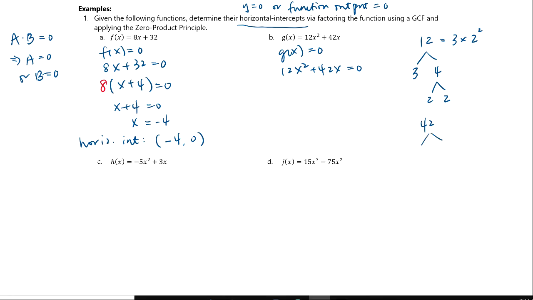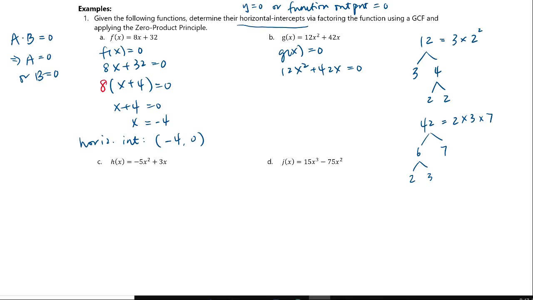And we can do the same process. We have 42 is equal to 6 times 7. 7 is already prime, and 6 can be broken down to 2 times 3. So we have 2 times 3 times 7, like this.